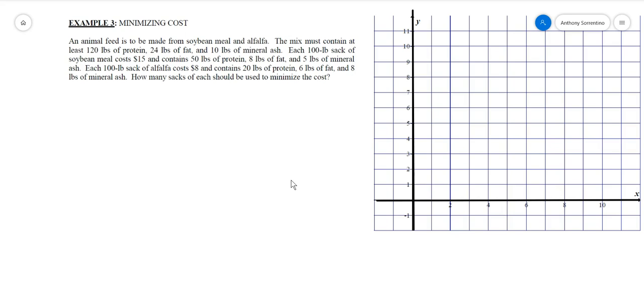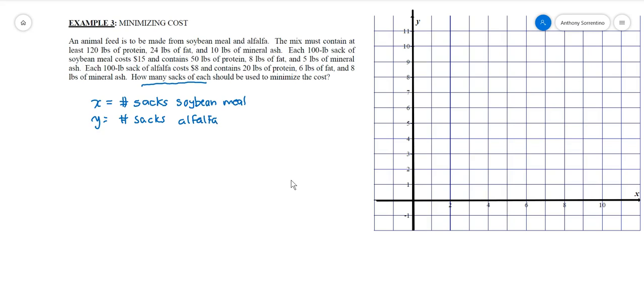So when I start dissecting this problem, what I'm looking for is how many sacks of each. So that's going to be my variables. So I'm going to let X be the number of sacks. 100 pounds has nothing to do with anything here because the sacks themselves are 100 pounds. But I want the number of sacks of soybean meal. And I'll let Y equal the number of sacks of alfalfa.